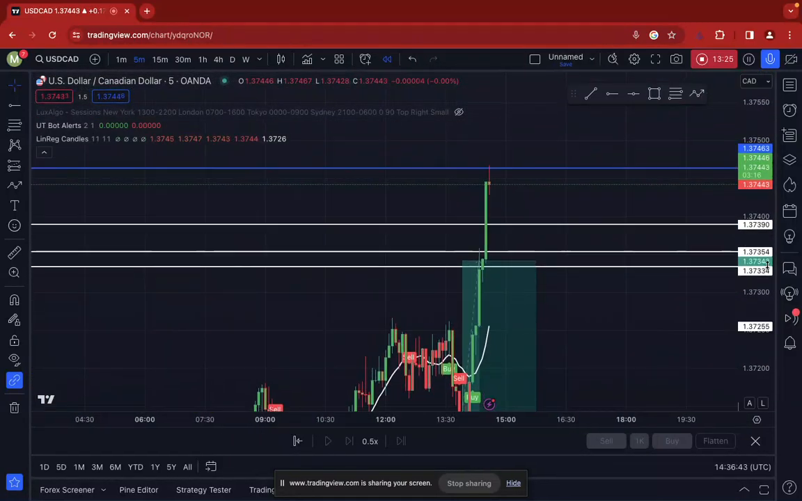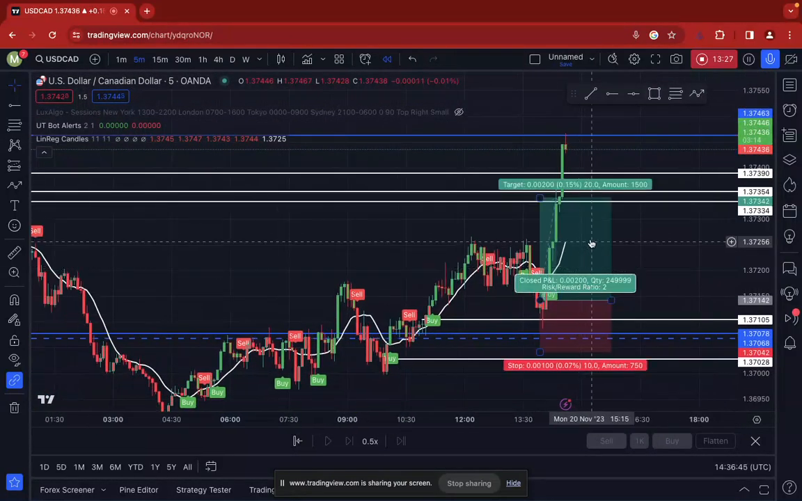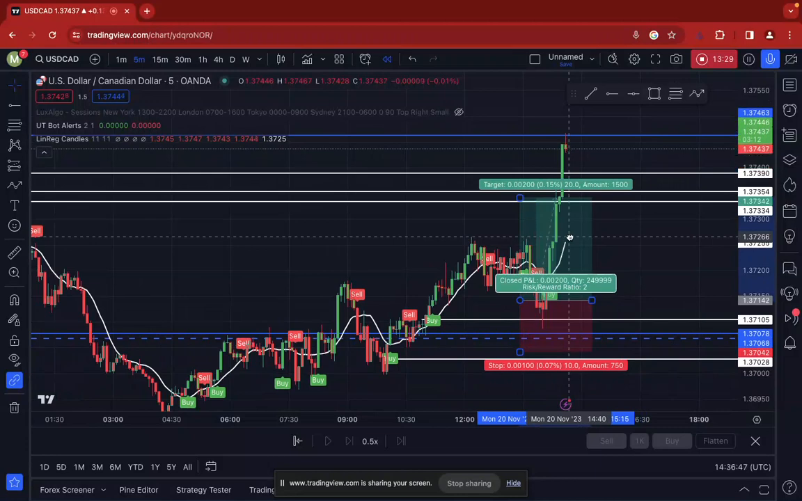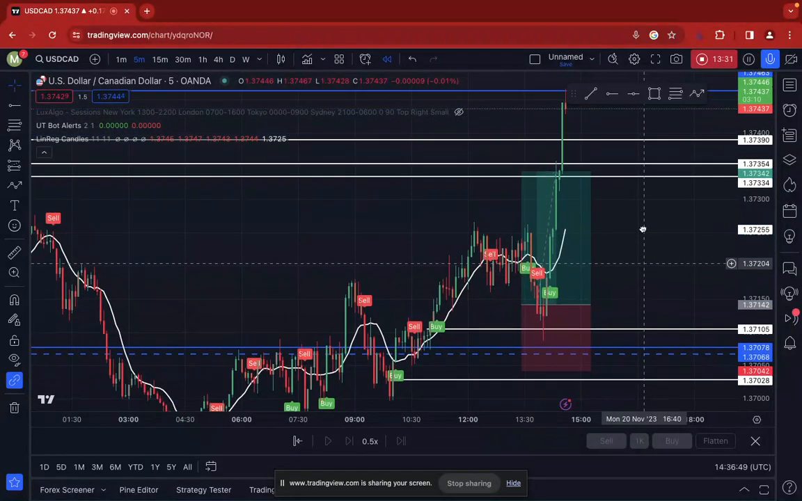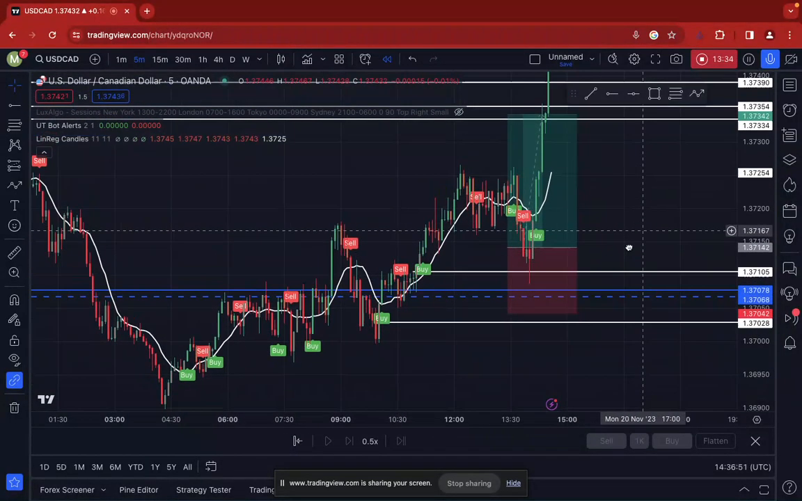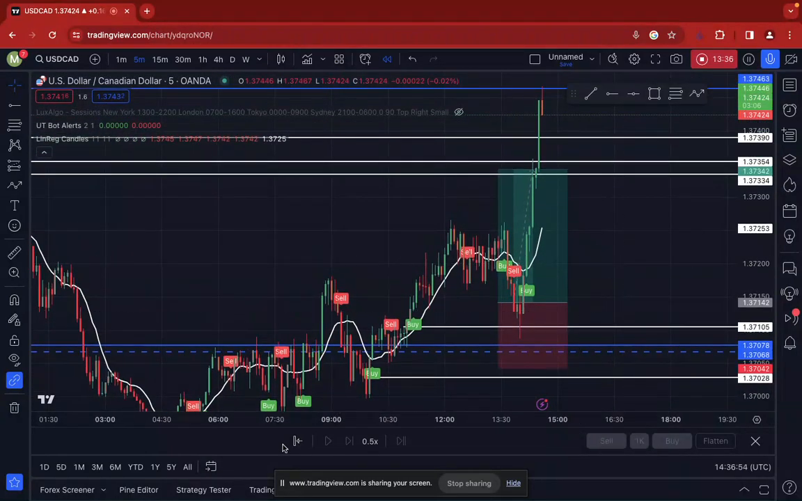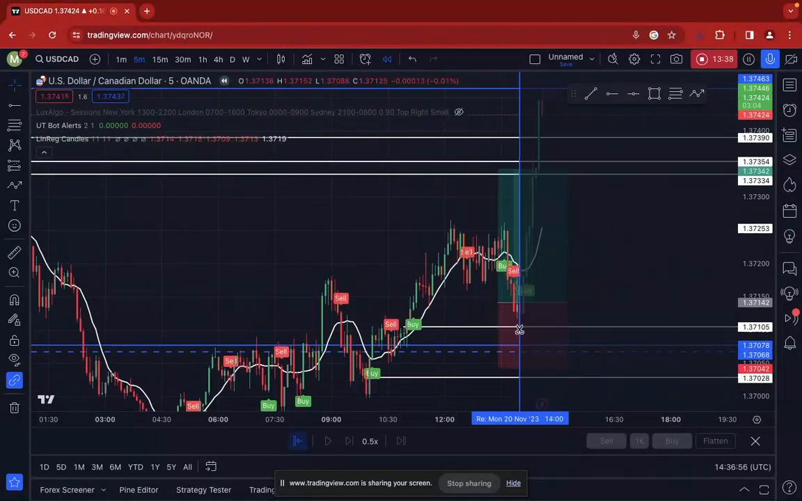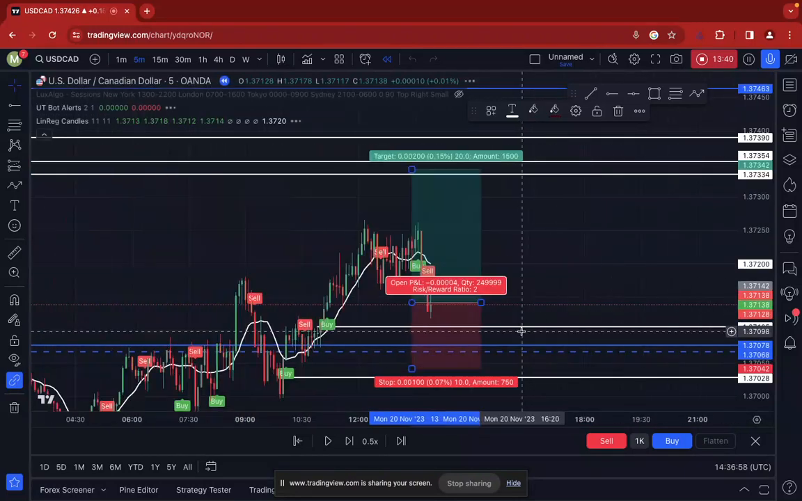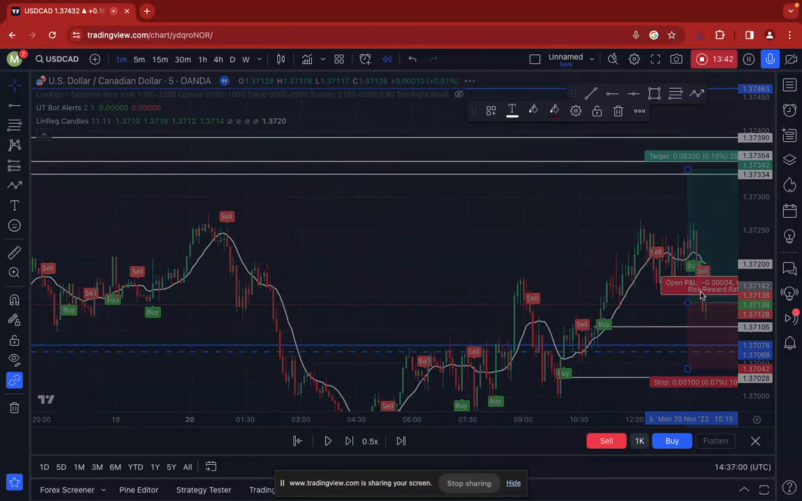Take a look at that, guys. Take a look at how that sniper trade was. It came back to our N5 and touched immediately. Let me just bring it back here.